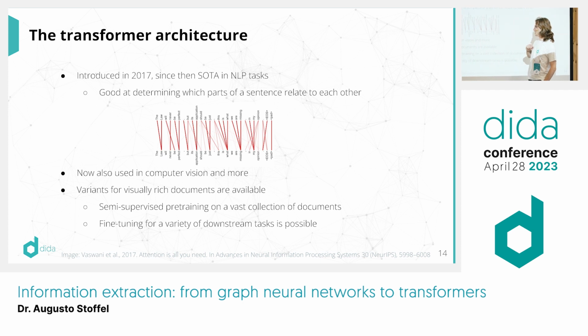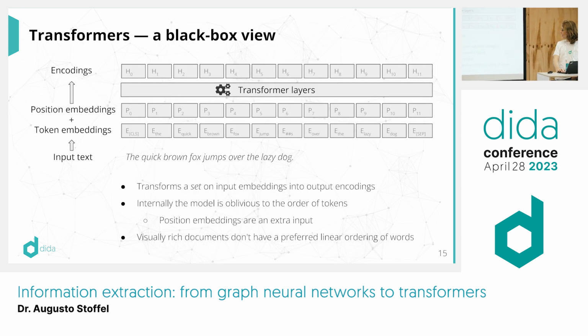Transformers have now been used also in computer vision and other areas more and more, and there are also variants for visually rich document understanding. Okay, so these models are pre-trained on a large collection of documents, and so they are easy to fine-tune on many different types of downstream tasks. Okay, all right, so before I can tell you how these transformers for documents with layout work, let me just recap or give a quick introduction to the good old transformers for text.